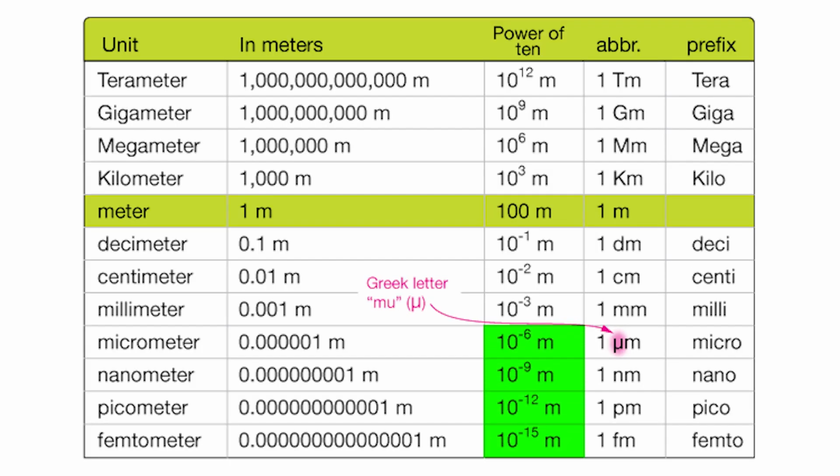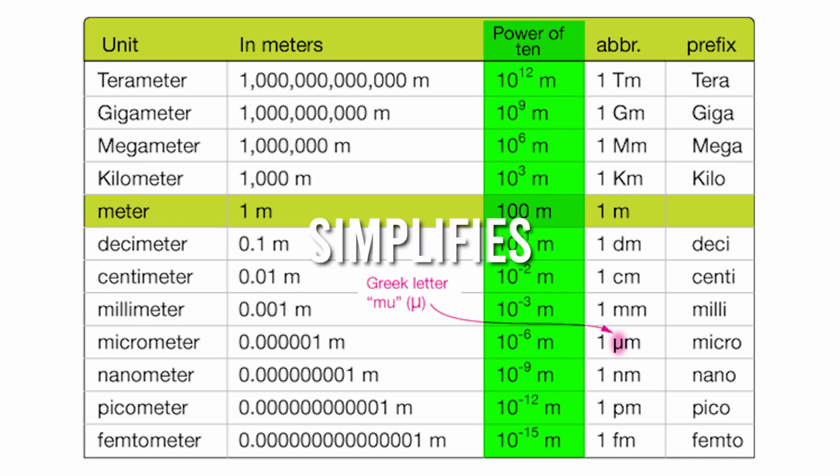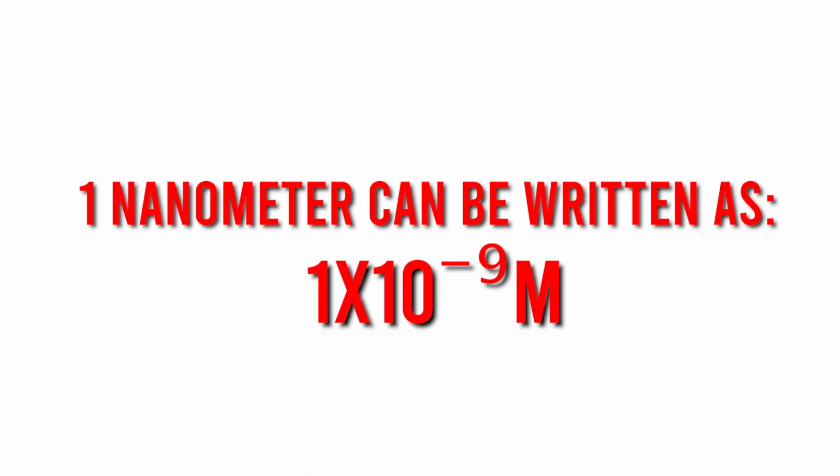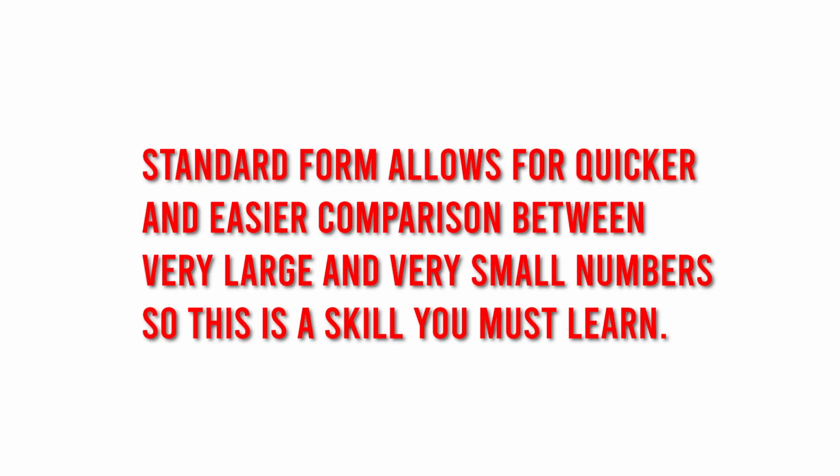To help compare sizes, GCSE Biology often uses standard form, which simplifies working with very large or very small numbers. For instance, 1 micrometer can be written as 1 times 10 to the power of -6 meters, while 1 nanometer is 1 times 10 to the power of -9 meters. Using standard form makes calculations and comparisons straightforward and helps avoid errors.